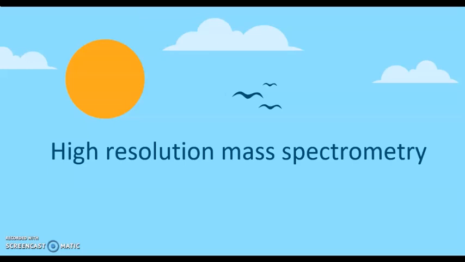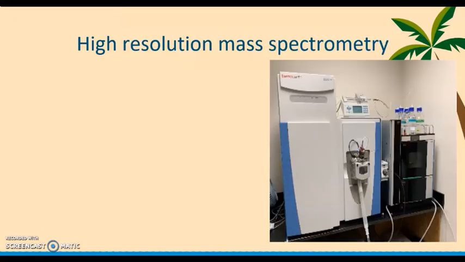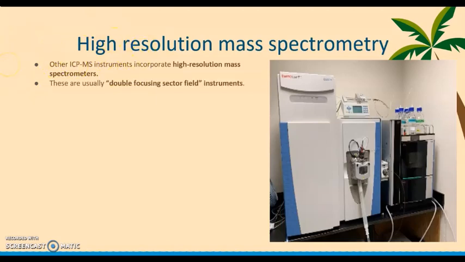We also have the high resolution mass spectrometry. This is the picture. So, napakalaki pong instrument, napakalaking aparatus. So, other ICP-MS, so sabi natin kanina yung quadrupole mass spectrometry, yun ang ginagamit. Meron ding iba, which is a high resolution mass spectrometer. So, these are usually double-focusing sector field instruments.